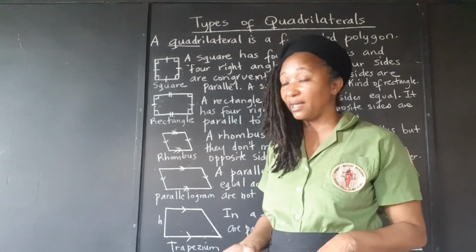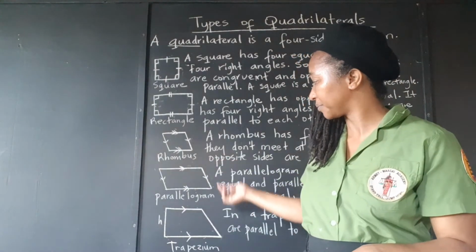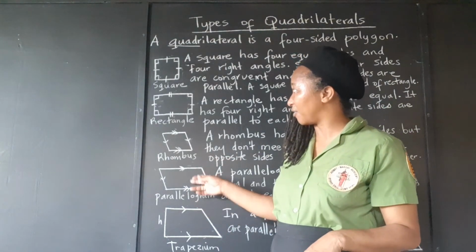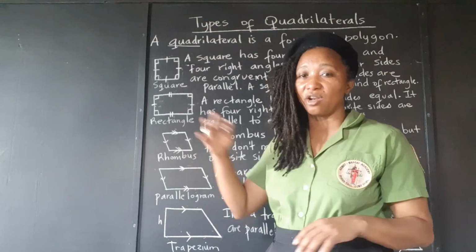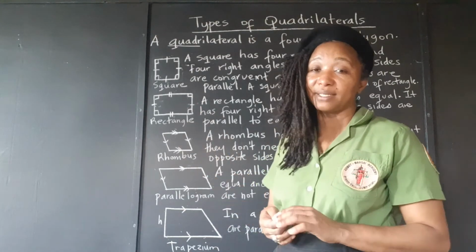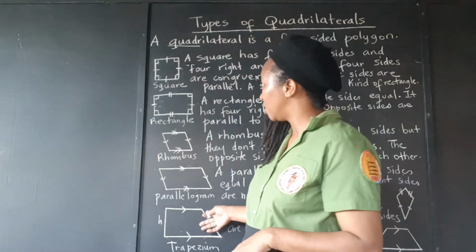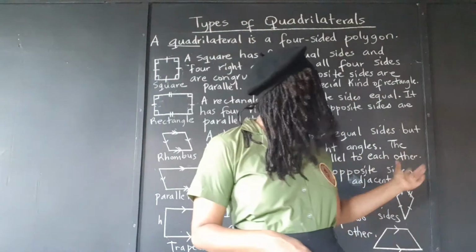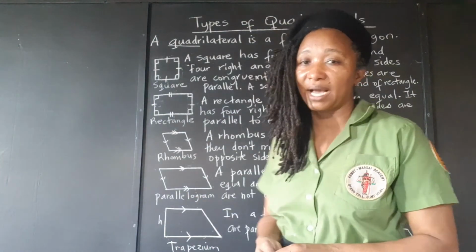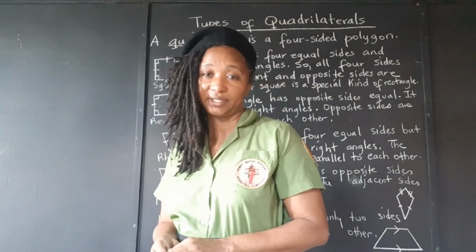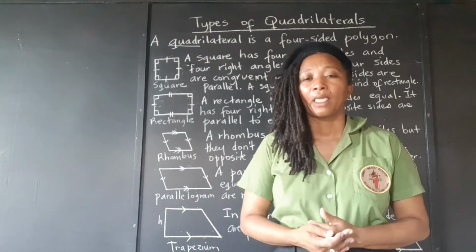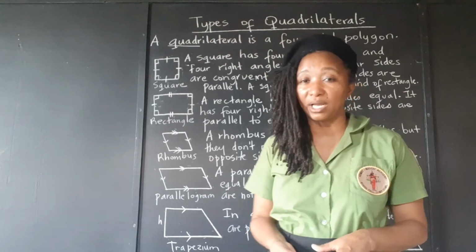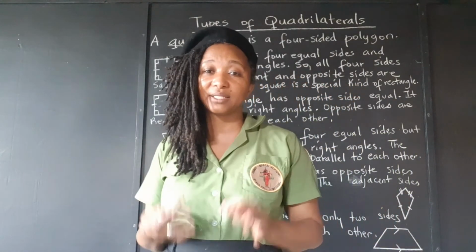So they are regular. The others, even though the parallelogram and the rectangle have pairs of equal sides, they are not all equal. So they are still irregular, just like the trapezium, the kite and the other kinds of quadrilaterals, right? So that's it for quadrilaterals, four-sided polygons. Quad means four.